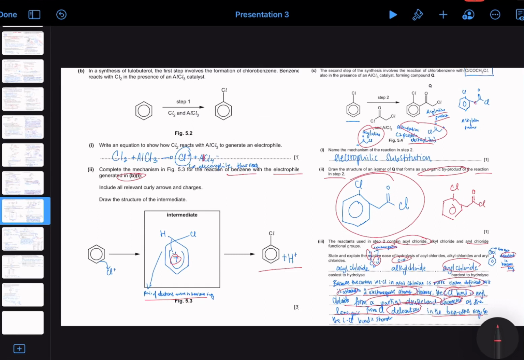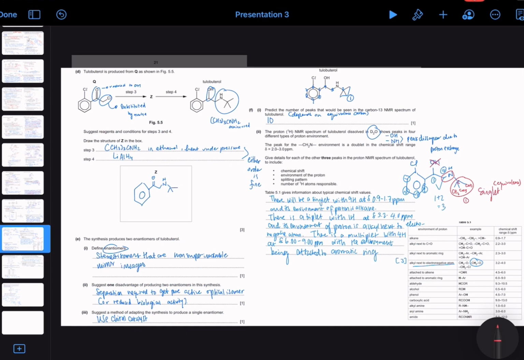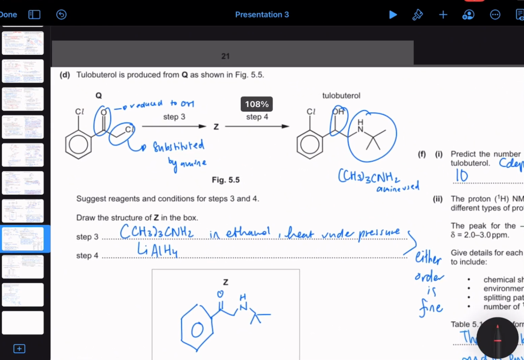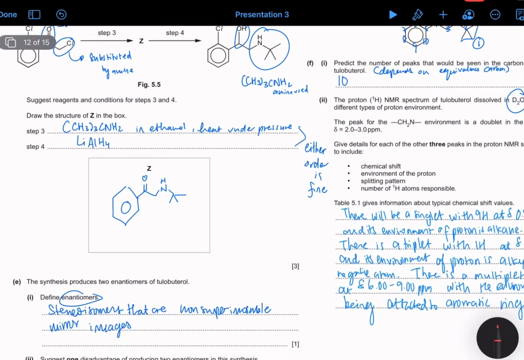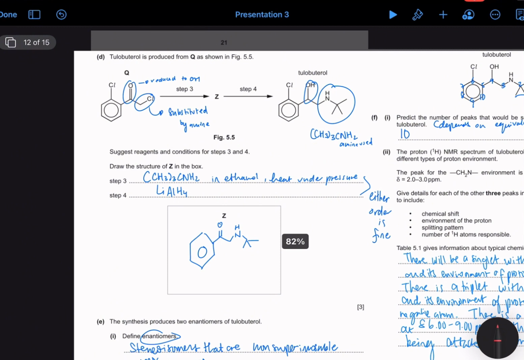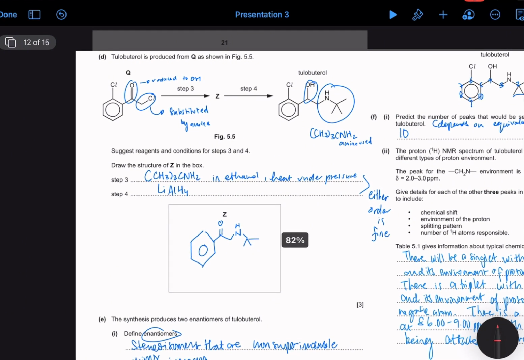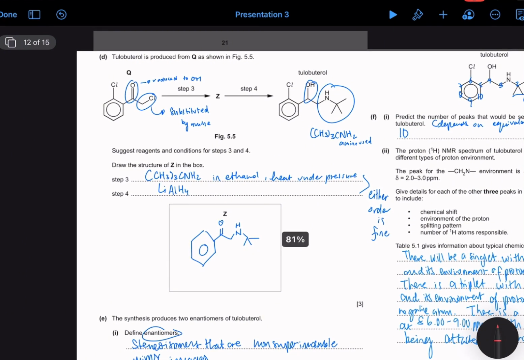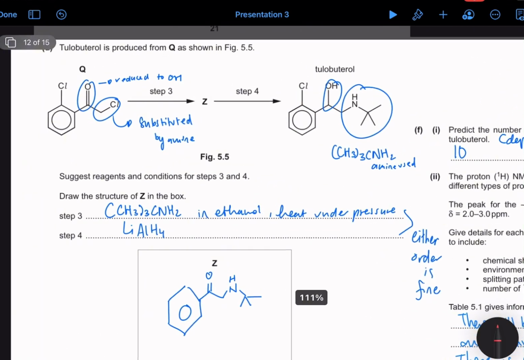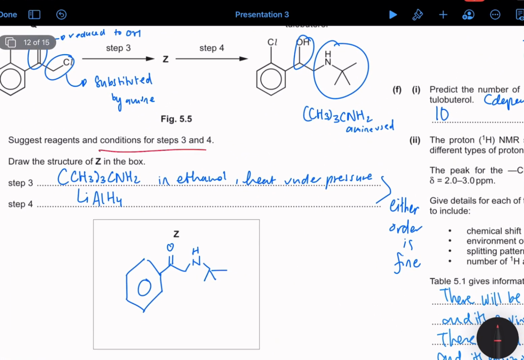Alright, we have reached nearly the end. Just 3 more slides. Tolubuterol is produced from Q. So we can see the difference: O into OH and the removal of Cl, and you substitute your amine. Suggest the reagents and the conditions.